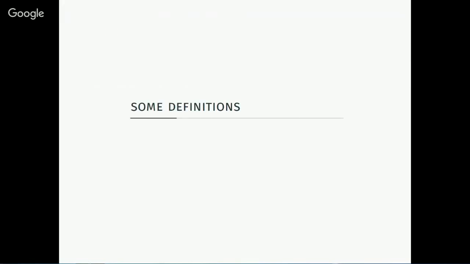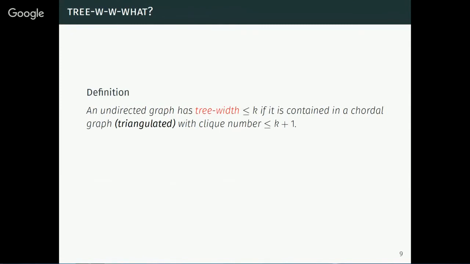Let me give you some definitions. First, the tree width, the thing that I'm going to talk about the most. I'm going to give you two definitions. I hope one of them makes some sense. That's why I'm giving two, because they're kind of complicated, in my opinion. The first one is, we say that a graph has tree width at most k if it's contained in a chordal graph with clique number at most k plus 1.